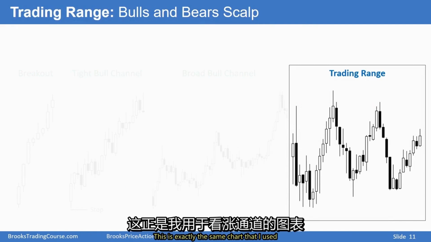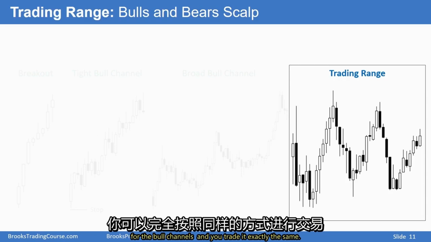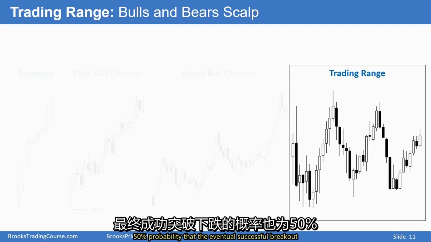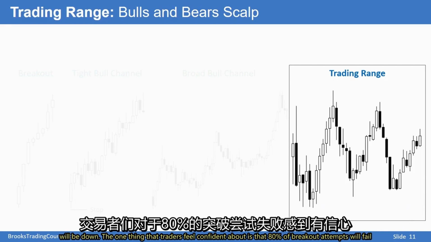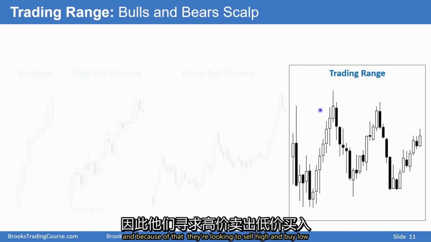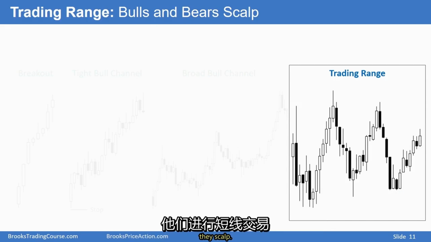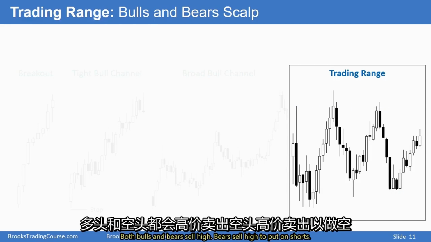Trading ranges. This is exactly the same chart that I use for the bull channels, and you trade it exactly the same. 50% probability that a successful breakout will go up, 50% probability that the eventual successful breakout will be down. The one thing that traders feel confident about is that 80% of breakout attempts will fail, and because of that, they're looking to sell high and buy low, and because they're not expecting the market to go very far, they scalp.